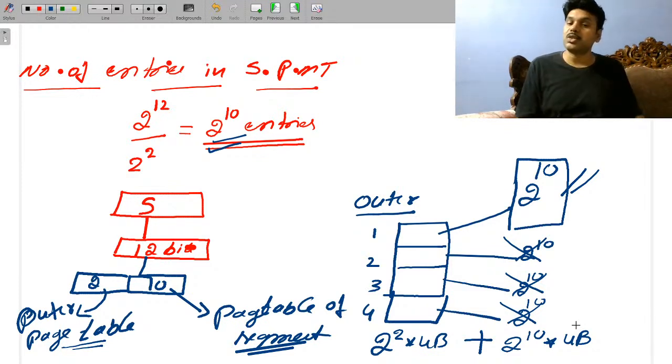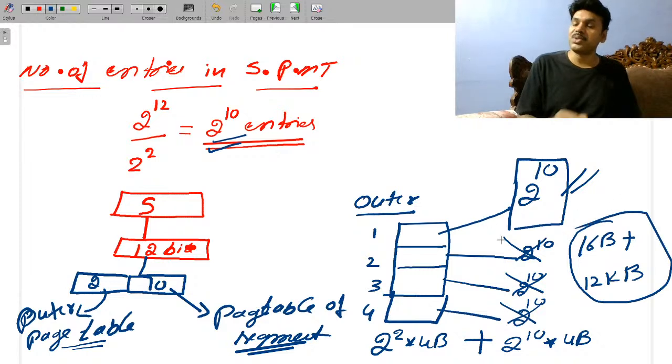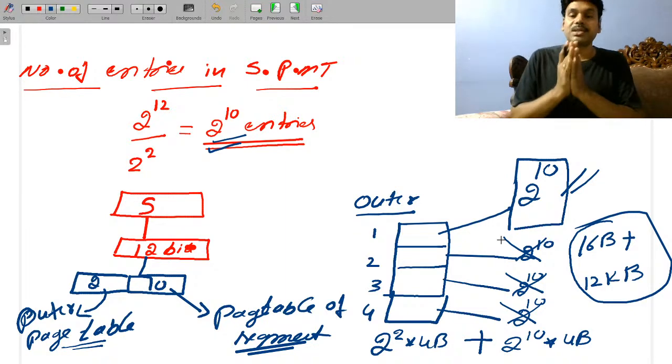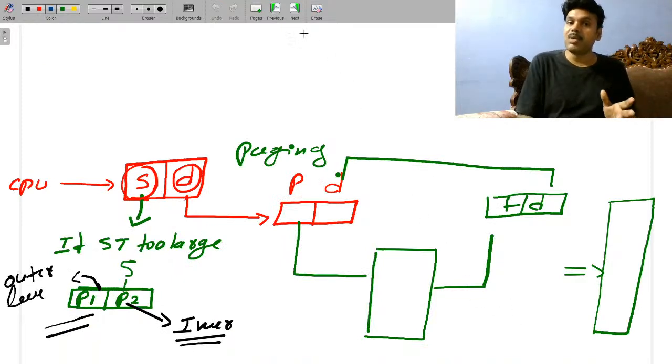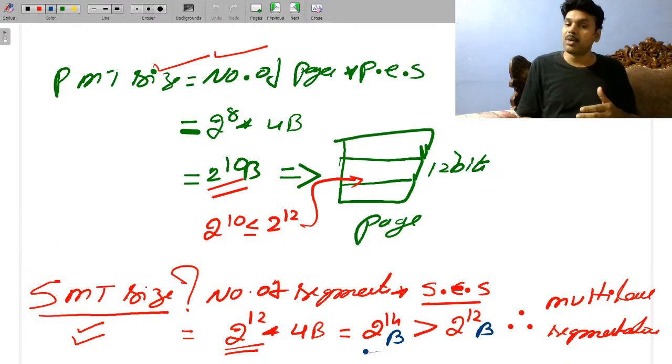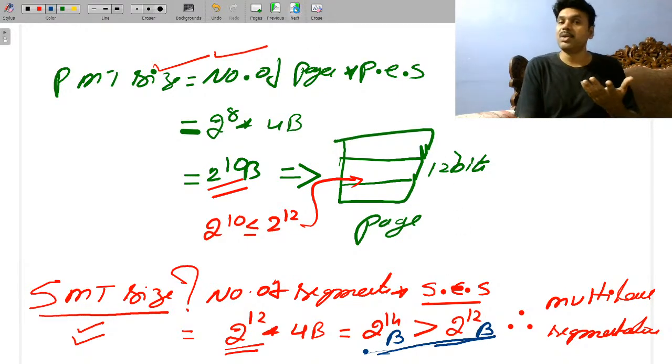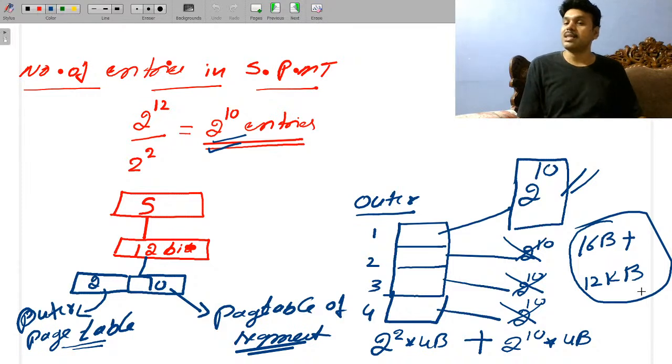The outer segment table is 2 power 2 into 4 bytes. 2 power 2, that is 4, into 4, is nothing but 16 bytes, plus 2 power 10 into 4 bytes, which is 4 KB. See how much your segmented page table got reduced. This is a wonderful scenario, segmentation with paging, if you really understood. Earlier the segment table was unable to load because it was much more than your page size, but now I am able to reduce it. So I reduced it to 16 bytes plus 4 KB.